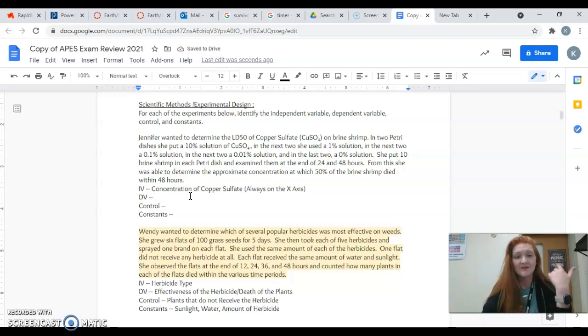So since the dependent is what we're measuring, in this case is what Jennifer is measuring, Jennifer is measuring how the shrimp respond to the percentage of copper sulfate. So what she's actually measuring is the death of the shrimp. Okay, she's measuring the death of the shrimp in order to get to the LD50. So for our dependent variable, what you're measuring is going to be death of brine shrimp, which is in response to the change in the copper sulfate.